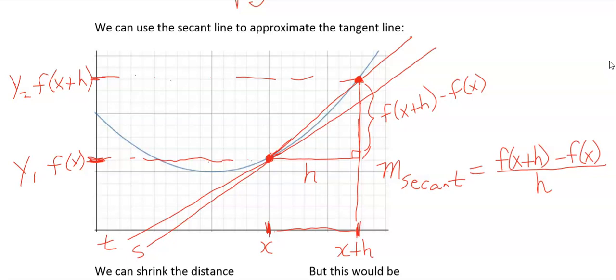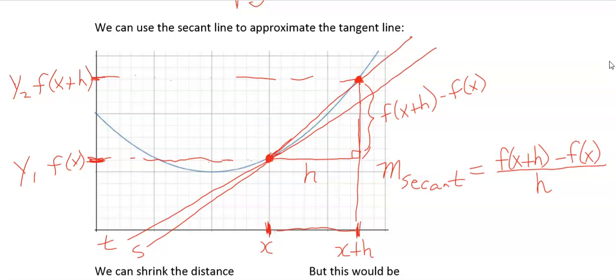Now you could pick various points for x, and you could decide how wide you want to make that triangle, or how close you want to make those 2 points. And that's the slope of the secant line. And you know what? It's not bad. It's a pretty good approximation to the slope of the tangent line, but it's not exact.